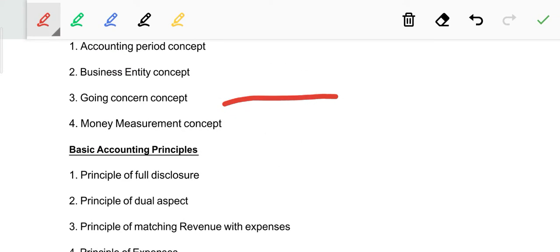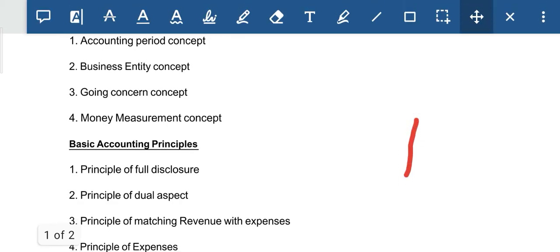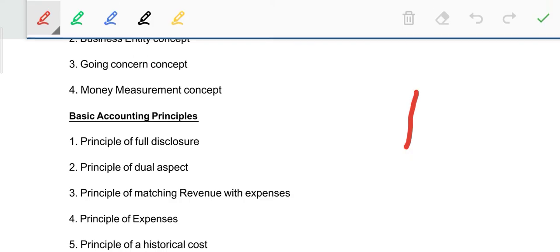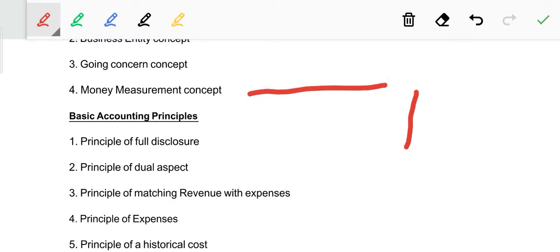Our fourth concept is the money measurement concept. According to this concept, only those transactions are recorded in the books of accounts which are monetary in nature. What does this mean? If a company purchases plant of 5 lakh, it will be recorded in the books of accounts. If a company purchases land of 10 lakh, it will also be recorded in the books of accounts.